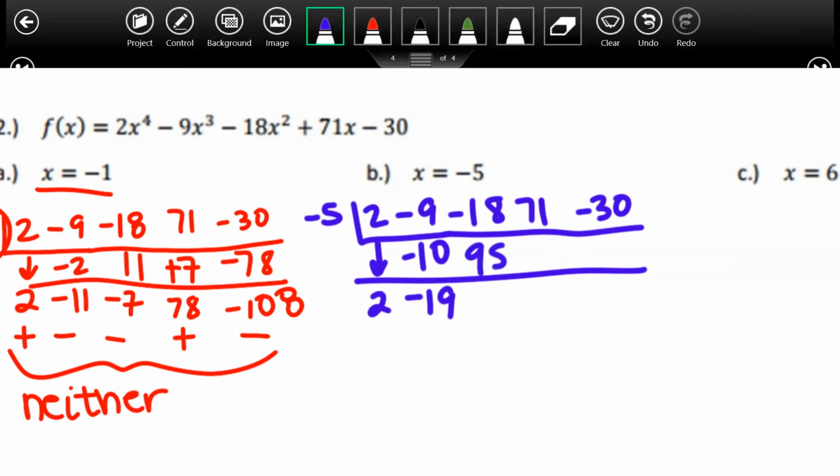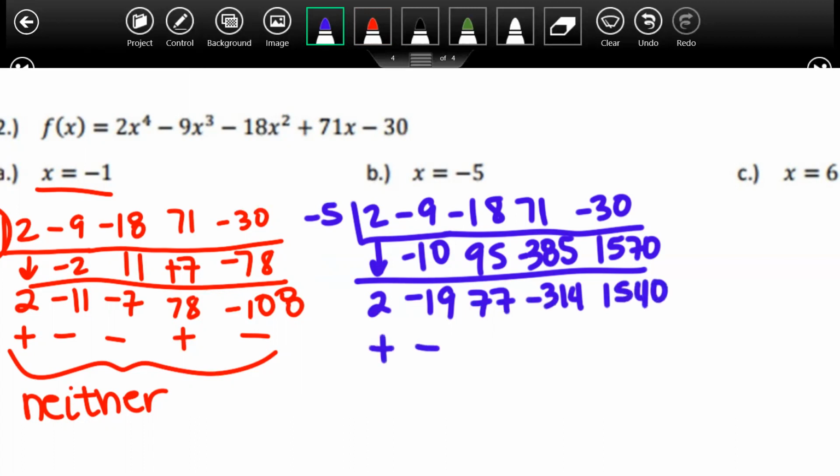Positive 95, 77, -385, negative what? No, that's going to make that a positive. Then positive. Look at you. Lower bound. So we're going to just subtract them. So 15, 40. This makes it positive, minus, and this makes it a lower bound.